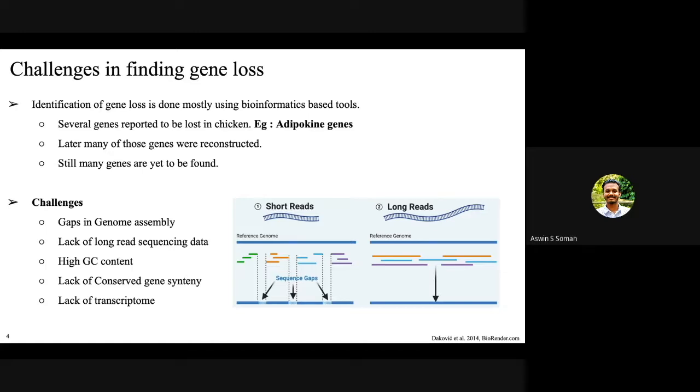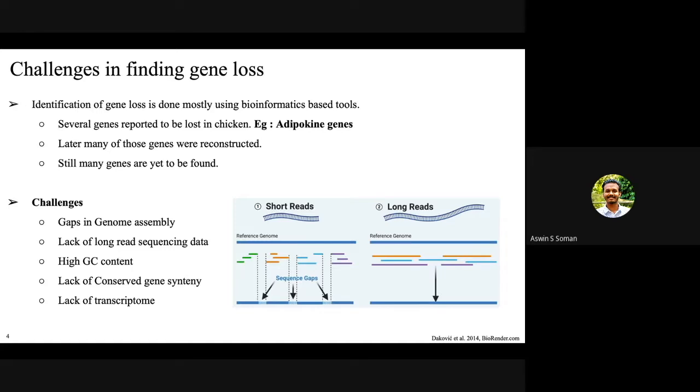And high GC content also makes it very difficult to sequence some parts of the genome, such as repeat regions, and lack of conserved gene synteny and RNA expression data makes it very difficult to establish whether a gene is truly lost or not.